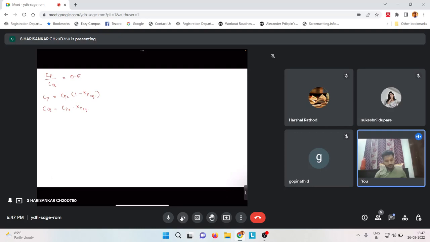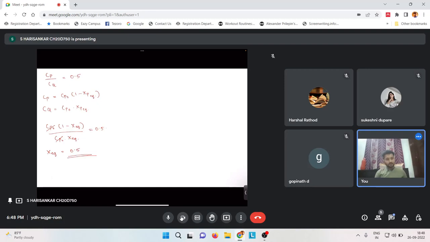So Cp by Cq will become Cp0 into 1 minus X equilibrium, or Xp equilibrium, by Cp0 into X equilibrium, and that is equal to 0.5. So Cp0 and Cp0 will get cancelled, and now there is just one variable remaining, that is X equilibrium, and we can solve for this X equilibrium, and X equilibrium will be 0.5.